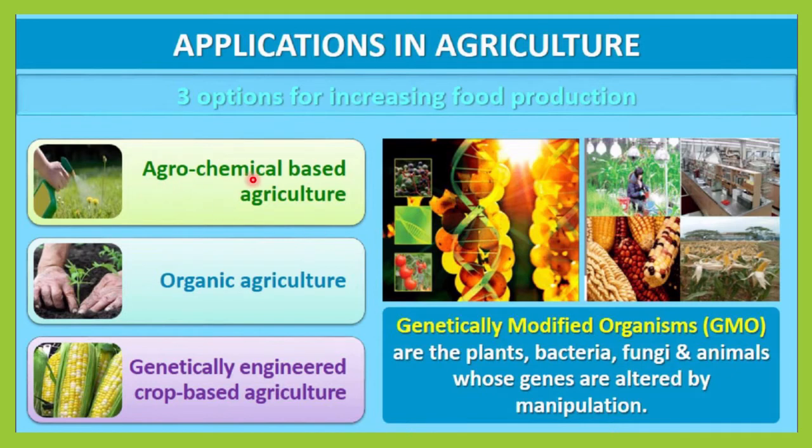The first is agrochemical based agriculture, in which chemicals are used as fertilizers or pesticides. The second option is organic agriculture, in which organic matter is utilized as fertilizer. The third option is genetically engineered crop based agriculture, in which genetically modified organisms are utilized. For that you can use plants, bacteria, fungi, and animals whose genes are altered by manipulation, which you have already learned in chapter number 11.